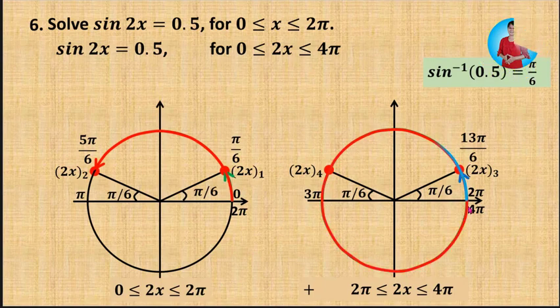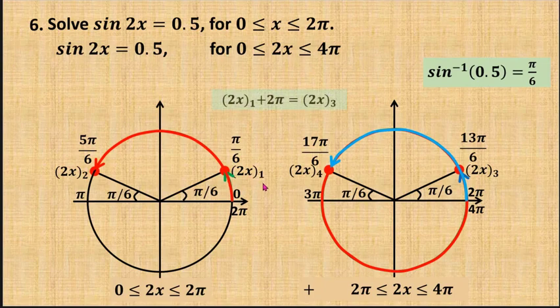After finishing the first circle, continue to the second circle until 2x4. This value is equal to 2 pi plus 5 pi over 6, so it is equal to 17 pi over 6. As a conclusion, the angle 2x3 can be obtained by using 2x1, because in the same quadrant, plus 2 pi. And 2x4 can be obtained by using 2x2, because in the same quadrant, plus 2 pi.